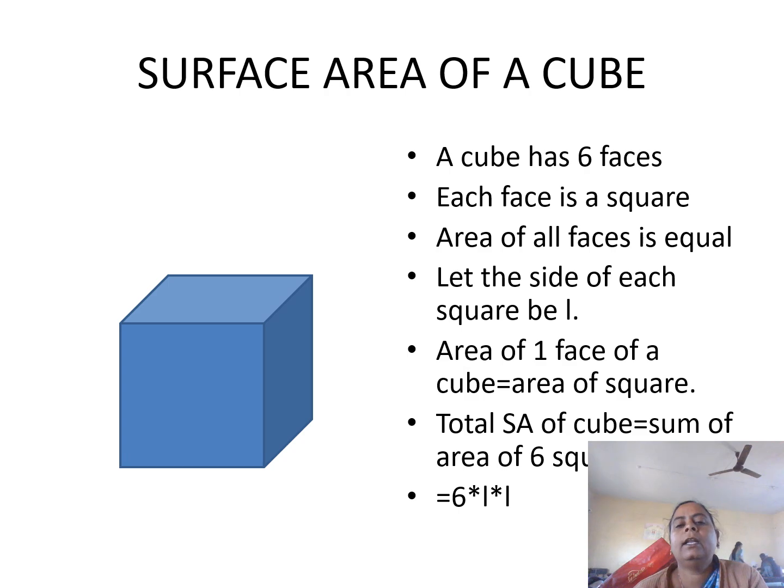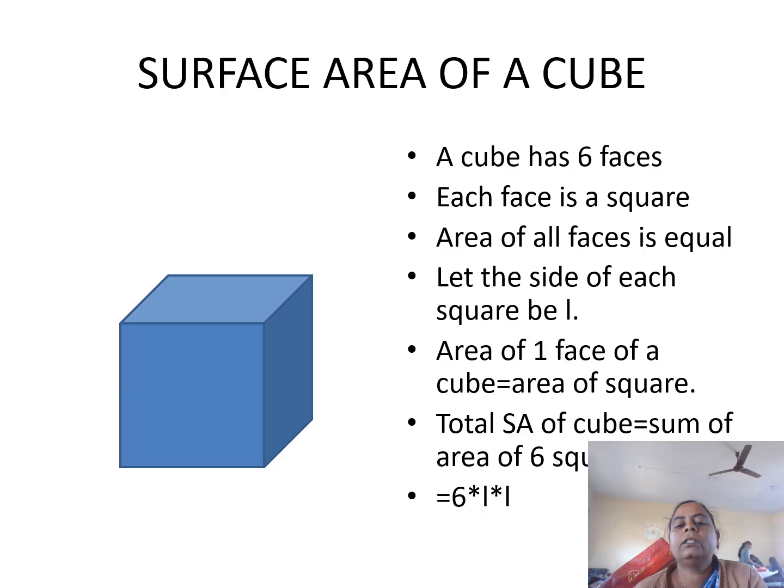Now, let us see what you mean by a cube. A cube has 6 faces. Each face is a square. Now, notice the difference between the cube and the cuboid. In the cuboid, the faces are rectangular in shape, and in a cube, the faces are square in shape. Area of all the faces of a cube is equal.